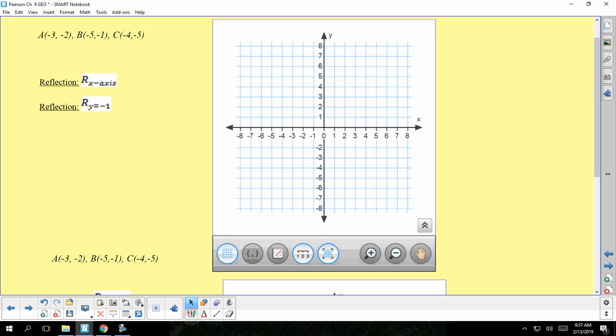All right, so I have the points A, which is (-3, -2), B (-5, -1), and C (-4, -5). All right, so there's my pre-image. And let's first reflect this across the x-axis.